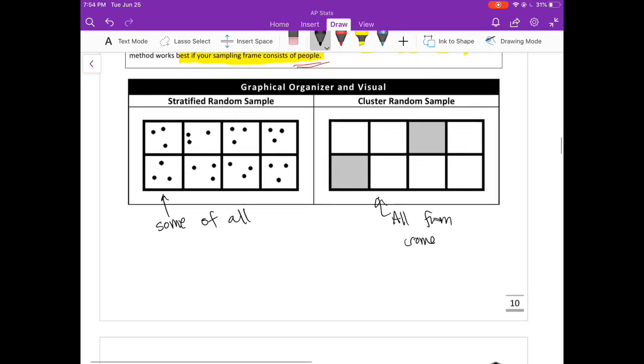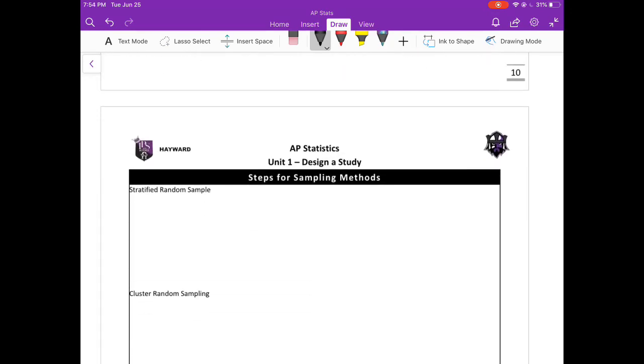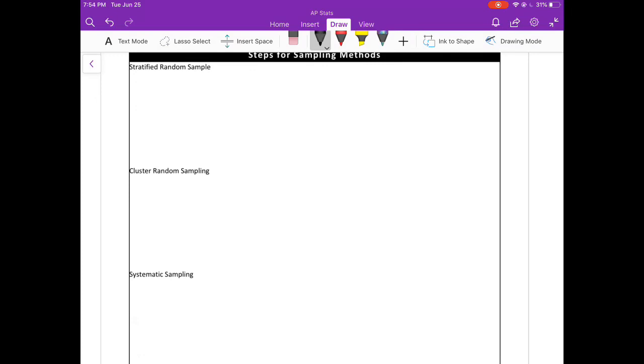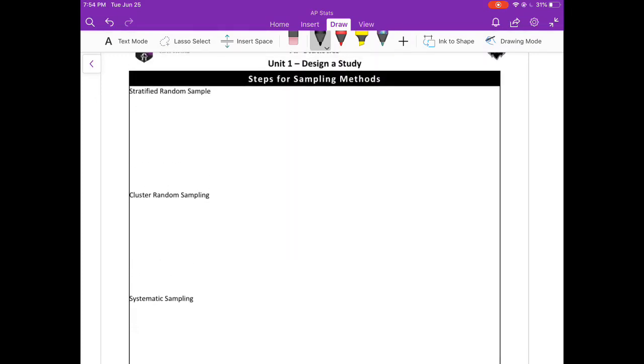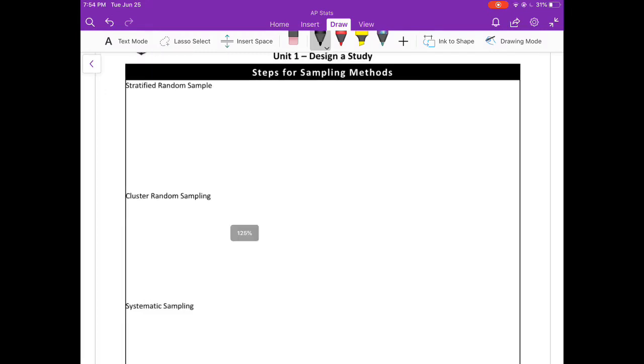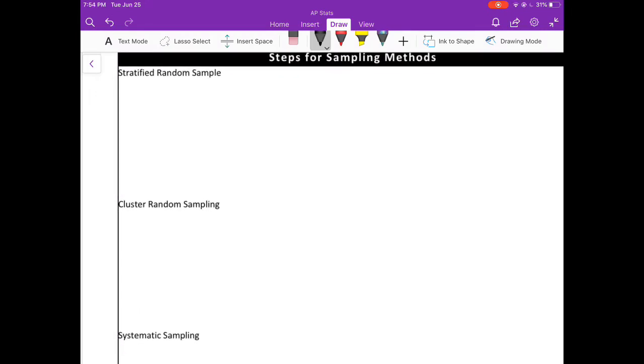Okay, so go ahead and go to page 11, and I'm going to show you the steps on how to use each of these methods. So let's go ahead and get started with a stratified random sample. Okay, so remember, these are the ones where you put people into groups based on a similar characteristic. So like their age, their grade level, the color of their eyes, it doesn't matter.